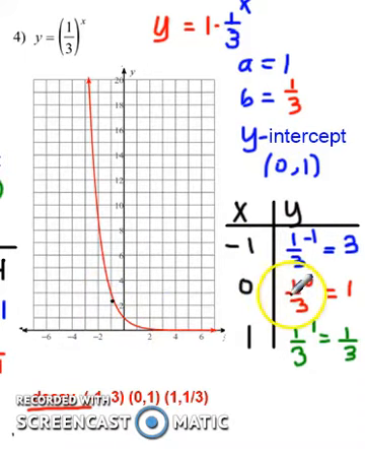I am going to plug in 0. Anything to the 0 power is 1. So 0, 1 right here. And that is my y-intercept. Then I'm going to plug in 1. So I get 1/3. So I get 1, 1/3. So right there is my graph. You could see it's a decay.